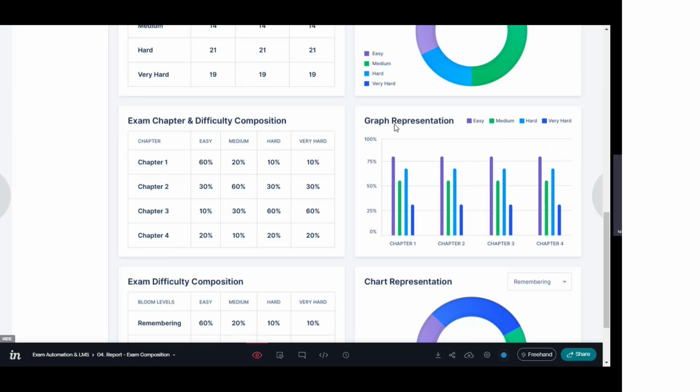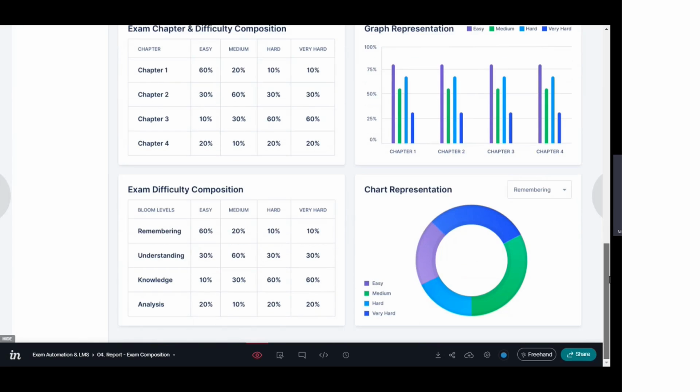Similarly, on the right hand side, you can see the graphical representation where, chapter wise, again on easy, medium, and hard, you can see the ratio and the percentage the questions covered in the exams. Coming to the last table, you will find a combination of easy, medium, and hard along with the Bloom levels. This permutation combination shows, in terms of remembering, understanding, knowledge, analysis, the percentage of questions that came up and how many were easy, hard, and medium, and according to that we have done a chart presentation here.